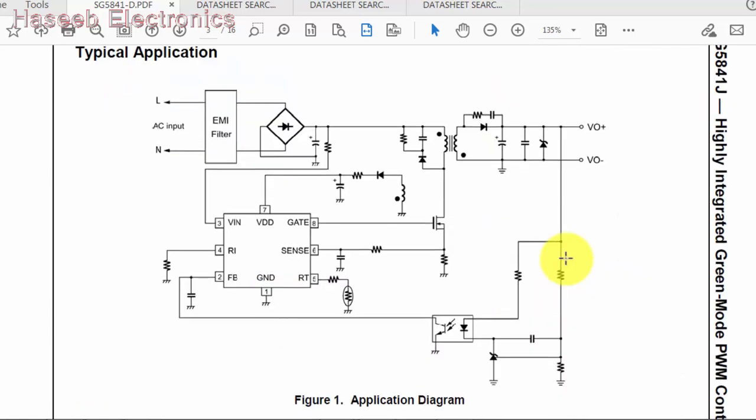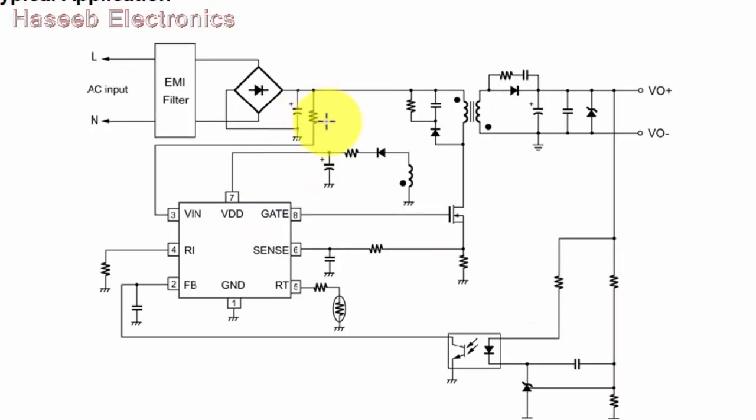In its typical application, there is an EMI filter, bridge rectifier, and VIN, that is the startup voltage. Here is the startup resistor, then it has an auxiliary winding for VDD, and RT and NTC can also be incorporated to adjust the temperature effect. It has feedback taken from the optocoupler at pin number 2. Then it has a current sense resistor connected in series with the external MOSFET. The MOSFET is driven from pin number 8. So it is working like a simple SMPS controller.